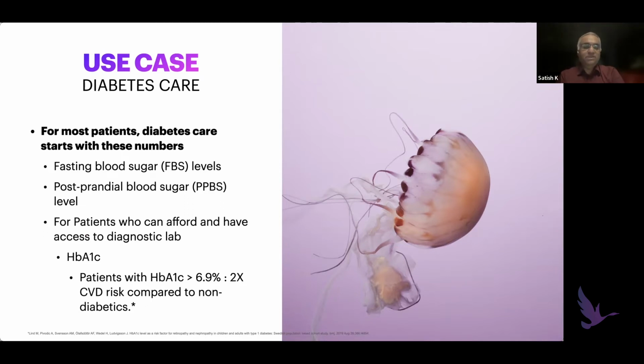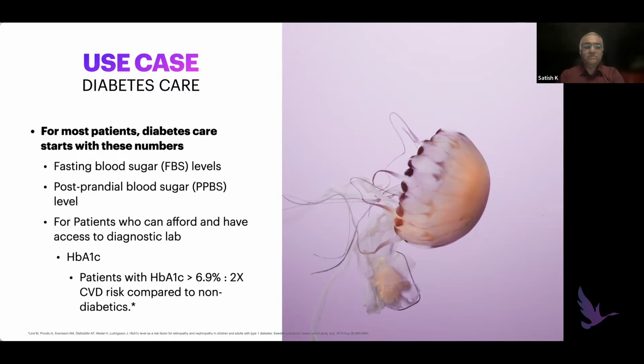Over the last few years, there is another new common test which is coming up called HbA1c. This is the glucose attached to your red blood cells, and it is an average of 3 months. So it doesn't care about ups and downs of every day. It averages across 3 months, and that gives you a number.